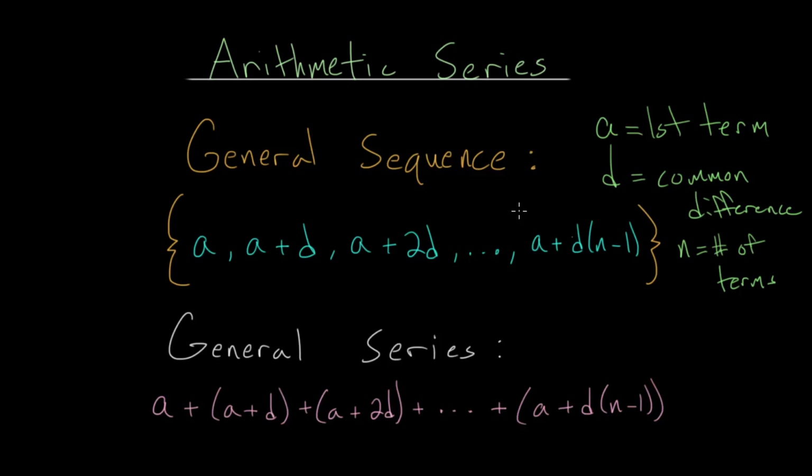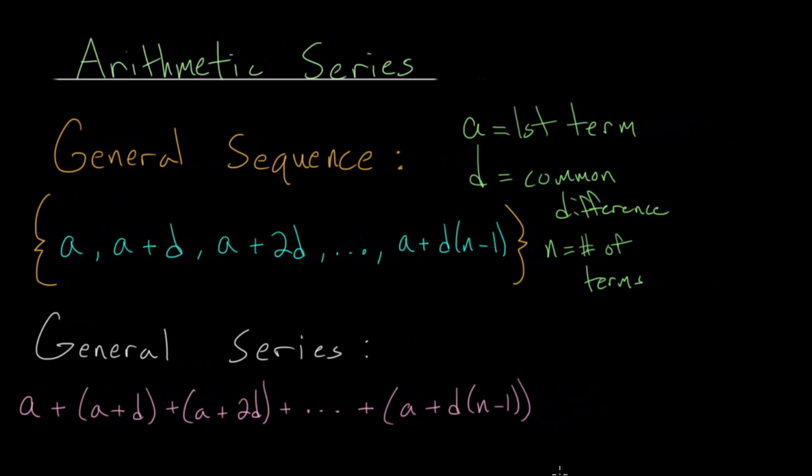And with this general formula for the sequence, we can build a series from that where we actually add up every term in the sequence. And like I mentioned, what we want to do is find a formula where if we're given any starting term, any common difference, and some finite amount of terms, that we can always add it up using the formula. So let's first just get a general idea of how this formula works.